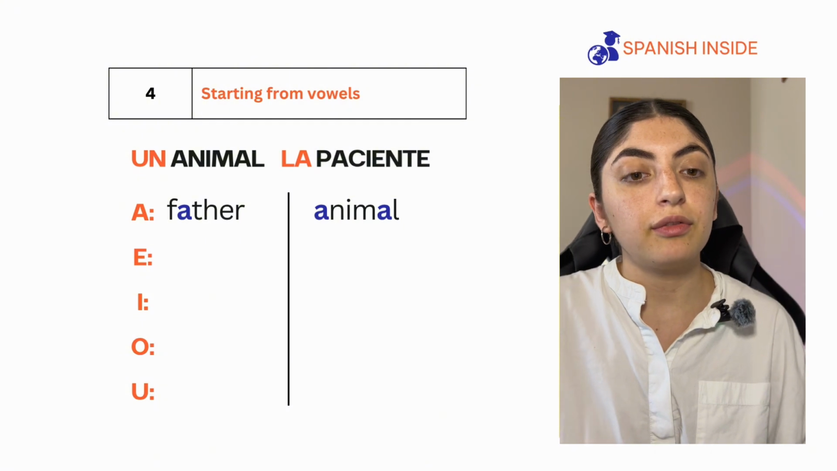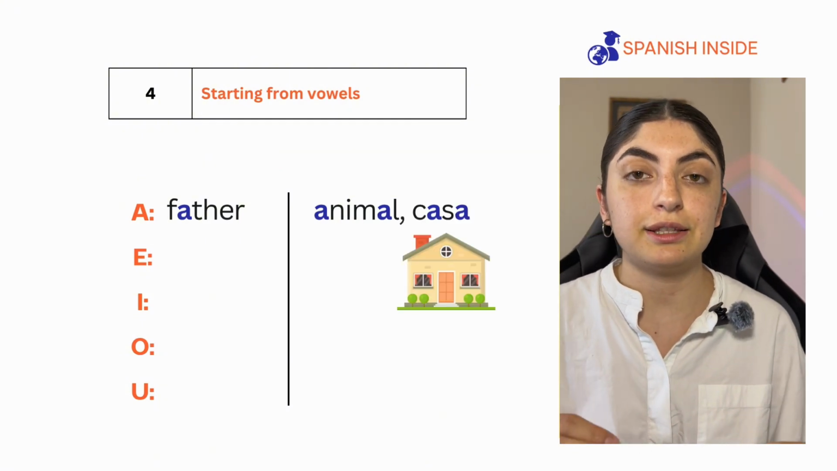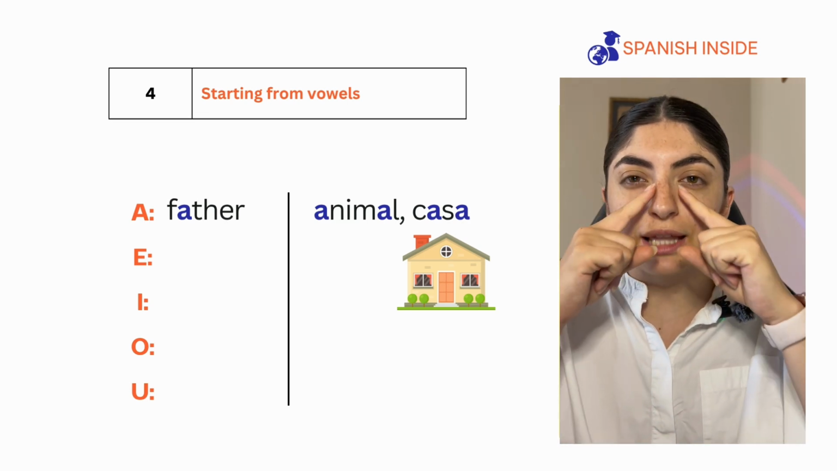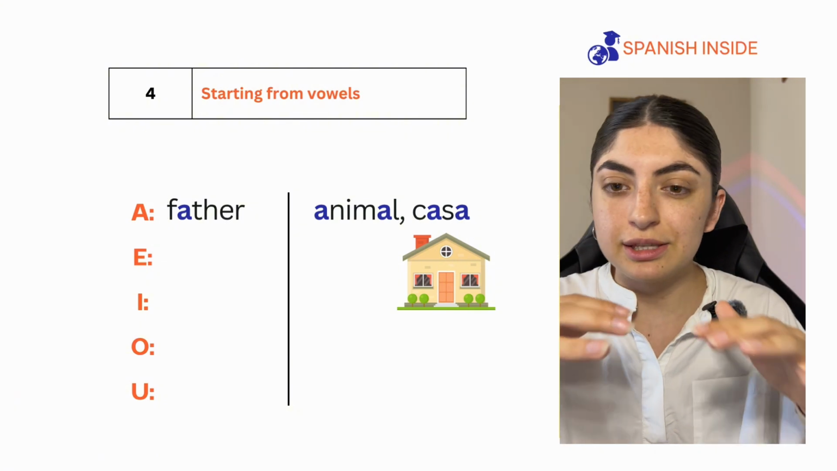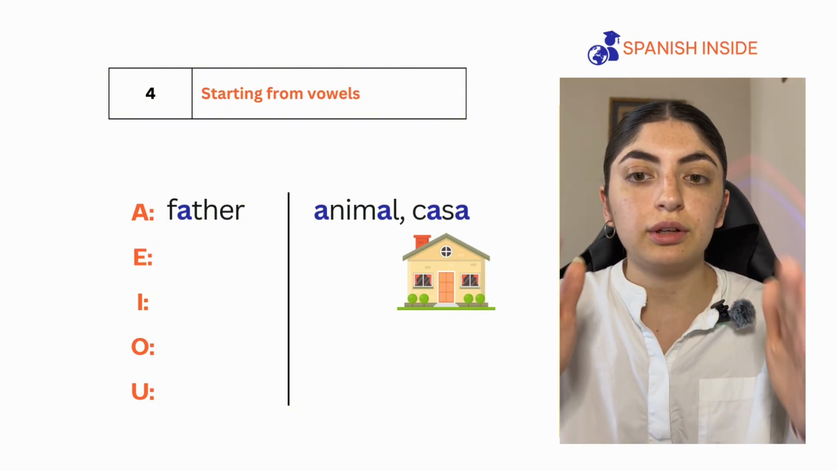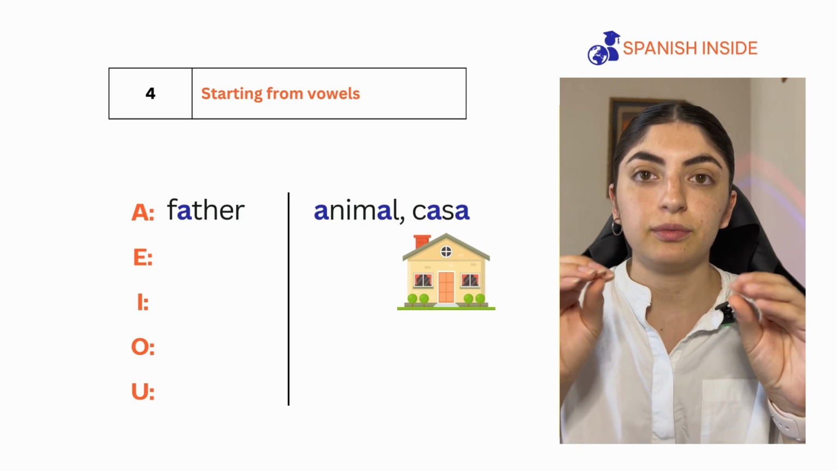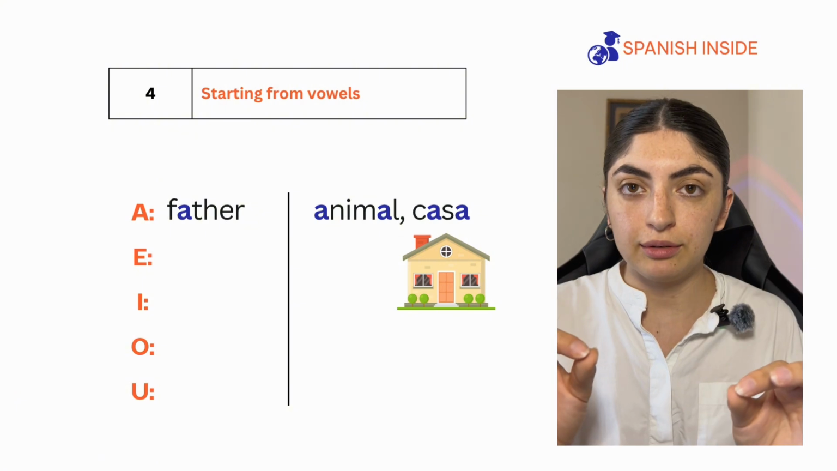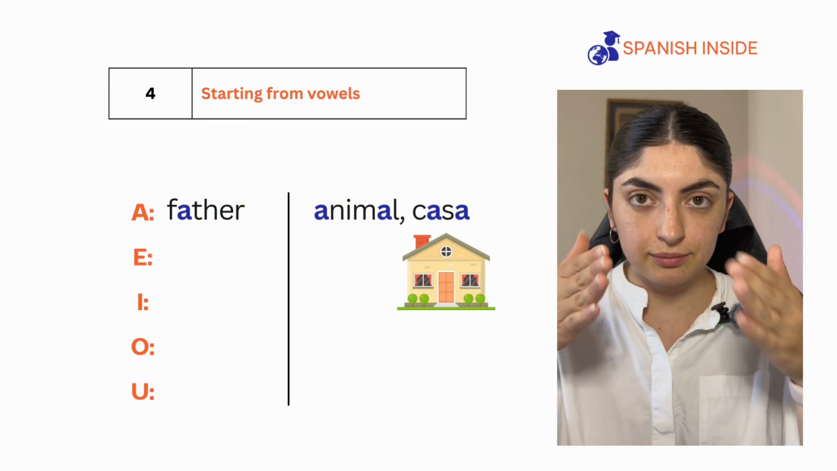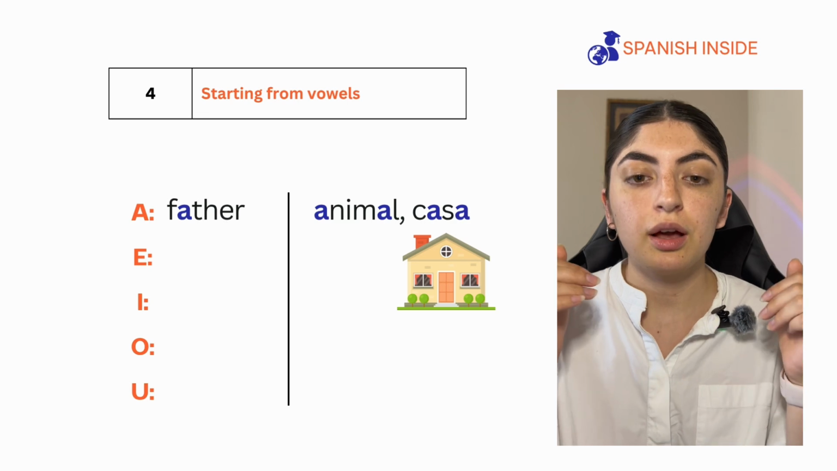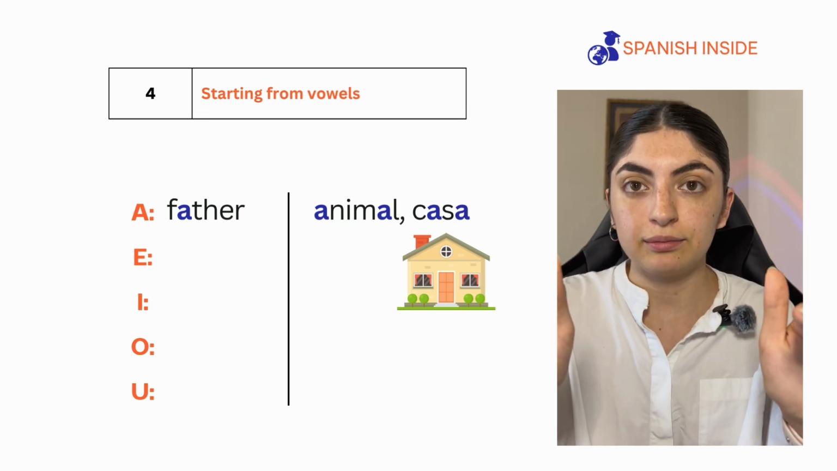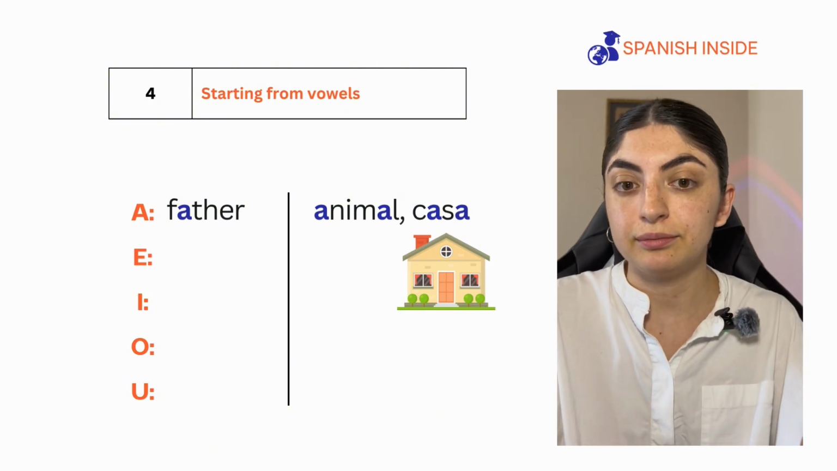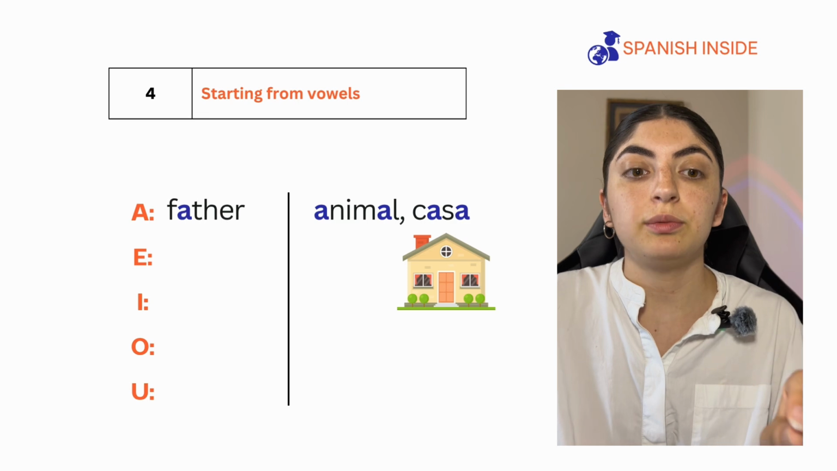First of all, we have father. The vowel is A. It's an open sound, not nasal or lazy. It's strong, it's open, like father. We say animal, not animal. It's more direct. Animal. Casa, casa. Okay? Repeat that. Animal, casa. Okay? Let's move on.